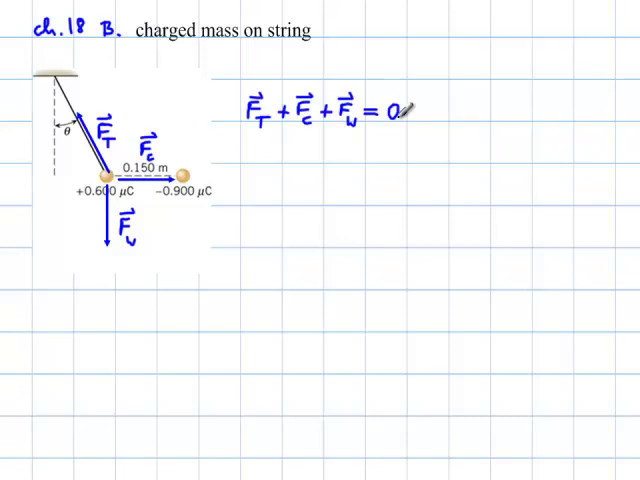Looks easy enough, right? But we're dealing with vectors, so we have to deal with components, x and y components, so it's actually two equations. Okay, here's the x component.